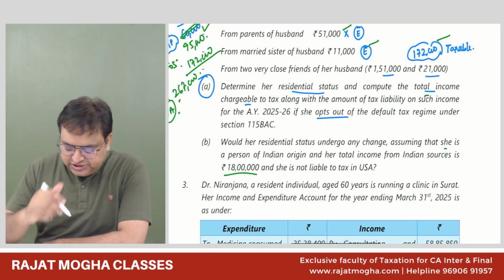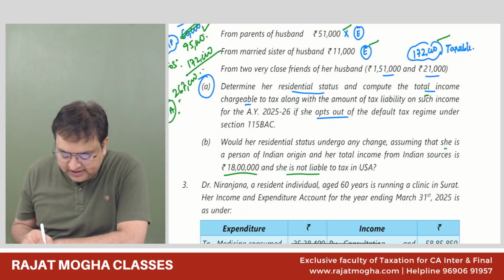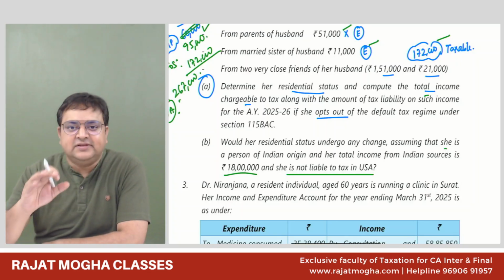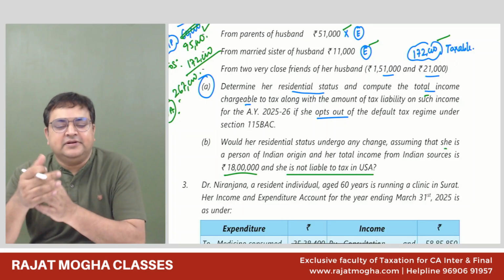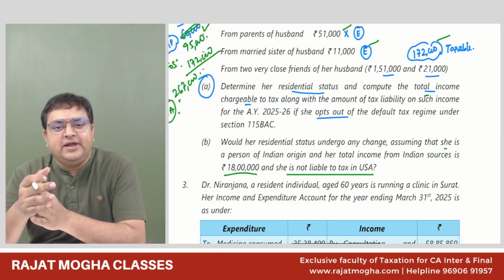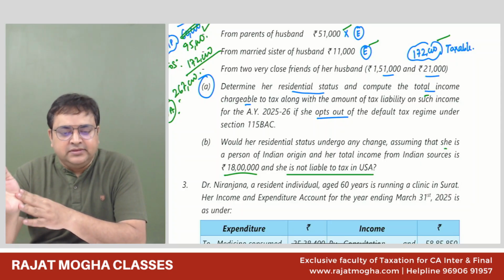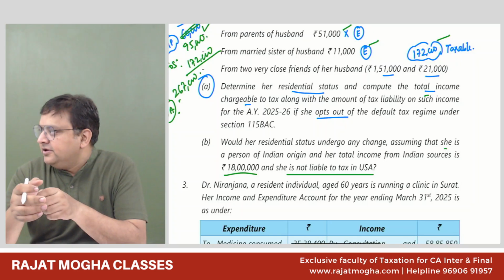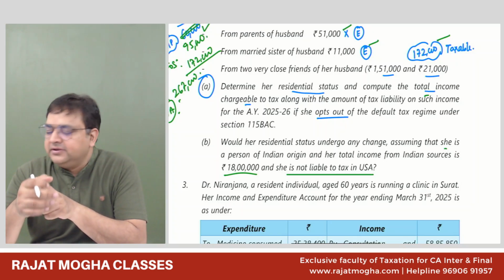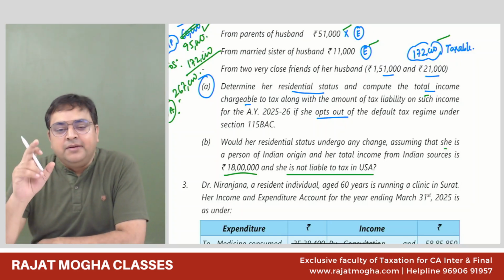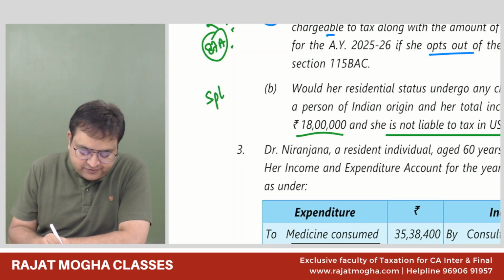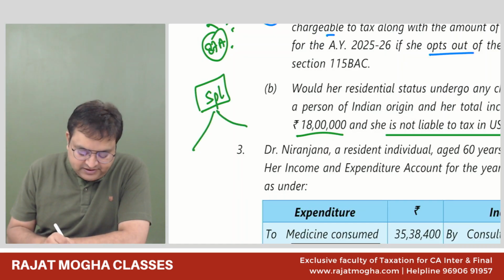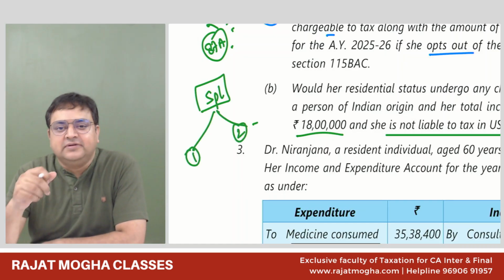And they are saying that she is not liable to tax in US. So it means we can say that she is not liable to tax in any country. Then we have a very special provision. If you are not liable to tax in any other country, then you can become a resident, the special provision can be applicable. So we understand that we have two special provisions. Let me discuss the second special provision.